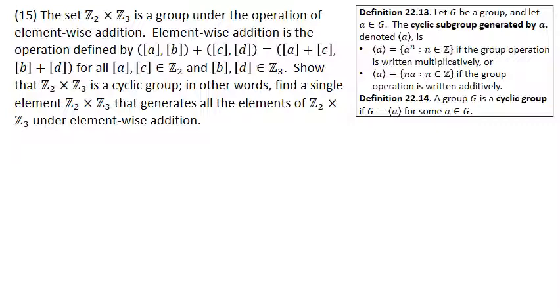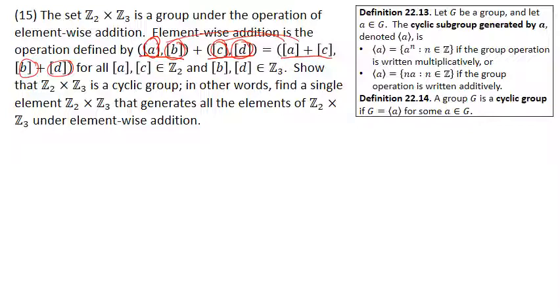Number 15, the set Z2 cross Z3 is a group under the operation of element-wise addition. What I mean by that is simply if you add two ordered pairs, each of which has elements that are congruence classes, then you add the first elements together, and then you add the second two elements the same way. That's all it is. So element-wise addition is defined like that.